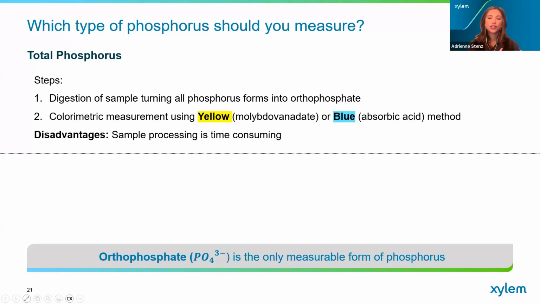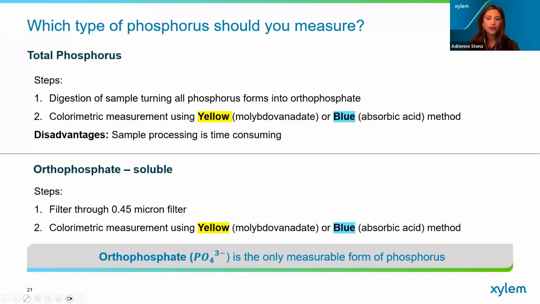That means if you want to measure total phosphorus in a sample, which includes all forms of phosphorus, you first have to convert everything into orthophosphate. This is done through acid digestion, a process that breaks down all the other forms of phosphorus into orthophosphate. Once that conversion is complete, you can measure the total amount of phosphorus in the sample by colorimetrically measuring the orthophosphate concentration. The disadvantage for total phosphorus testing is that this digestion process takes time and requires strong reagents.